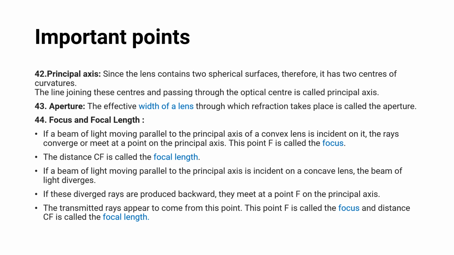If a beam of light moving parallel to the principal axis is incident on a concave lens, the beam of light diverges. If these diverged rays are produced backwards, they meet at a point F on the principal axis. The transmitted rays appear to come from this point. This point F is called the focus and distance CF is called the focal length.